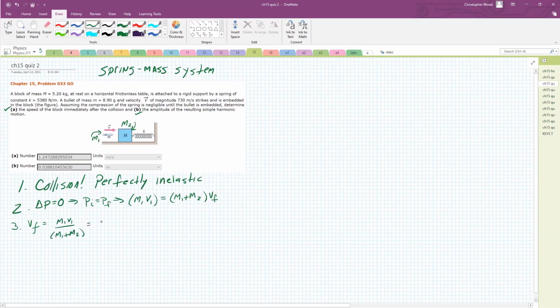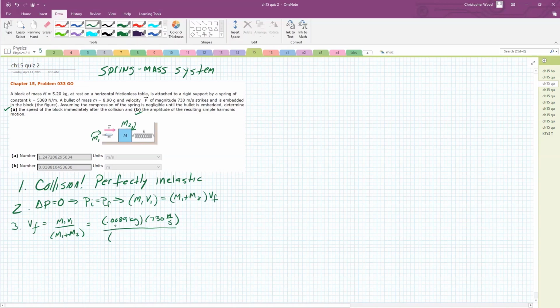So with numbers, M1 is that little teeny tiny bullet, which is 8.9 grams. So it's going to be 0.0089 kilograms times the velocity. This is a bullet, so it's going fast, 730 meters per second. That's my numerator. Here's my denominator: M1 plus M2. Do I know both of those?